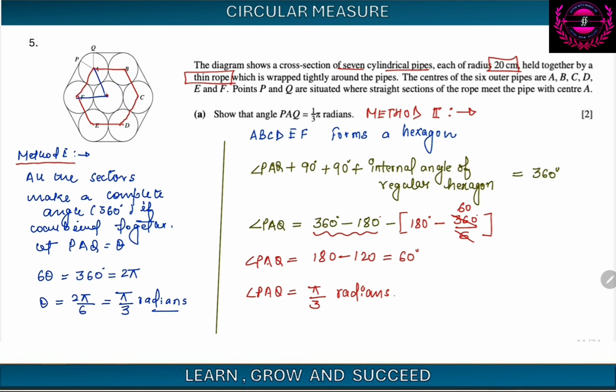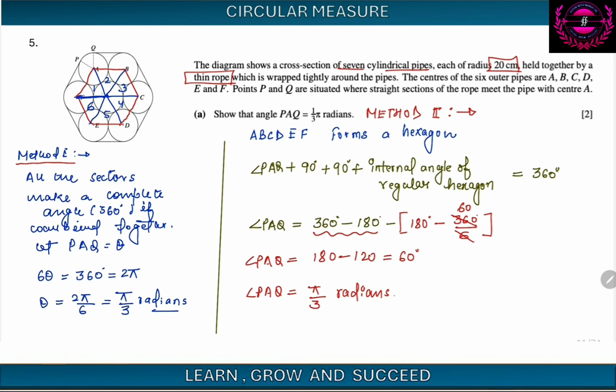See, this hexagon is a combination of 6 similar triangles: 1, 2, 3, 4, 5, and 6. If somehow we can find the area of one of the triangles, then we can multiply it by 6 and find the area of the hexagon. We also know that the side of any of the triangles is 2 into radius, because it is joining the center of the inner cylinder to the center of the outer cylinder. So the length of the side of any triangle becomes 2r, which is 2 into 20.